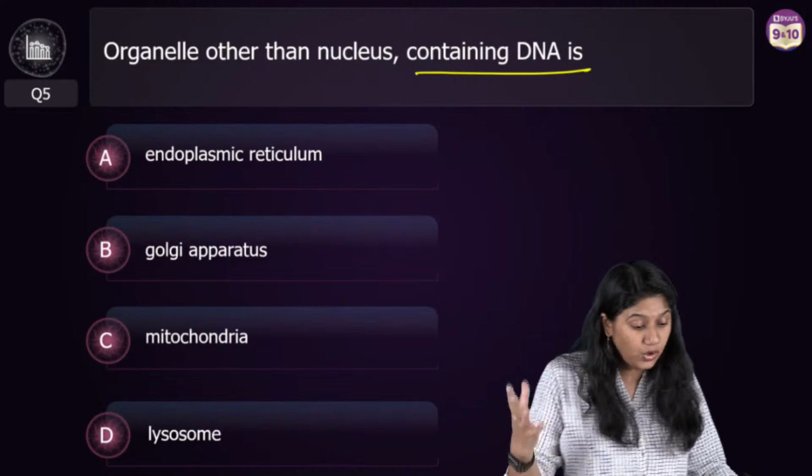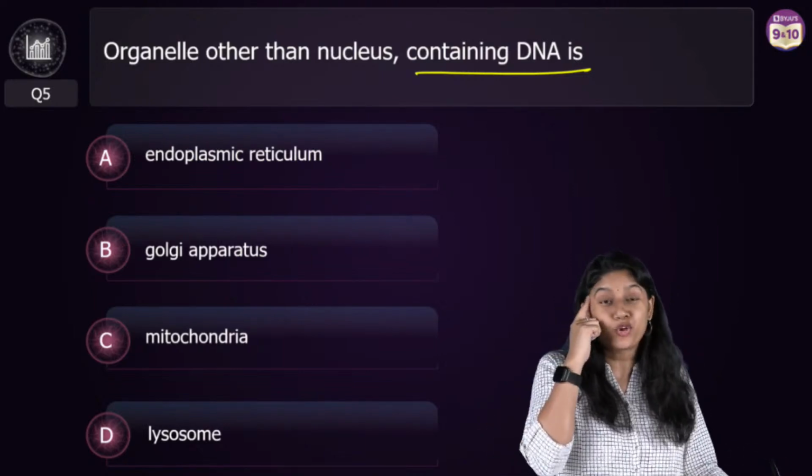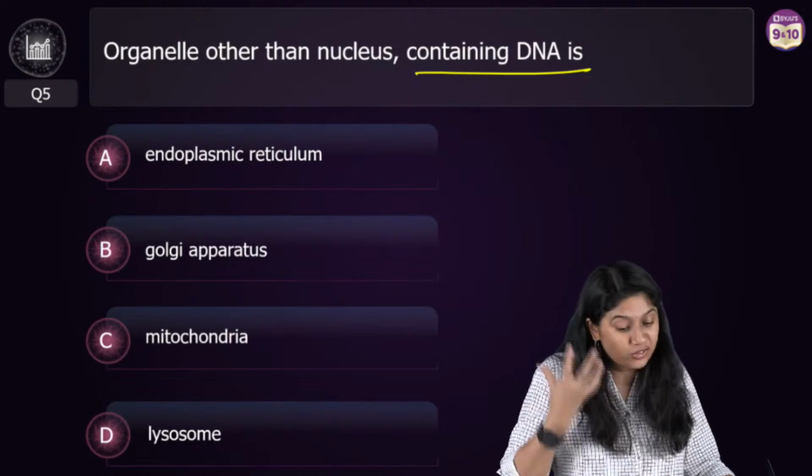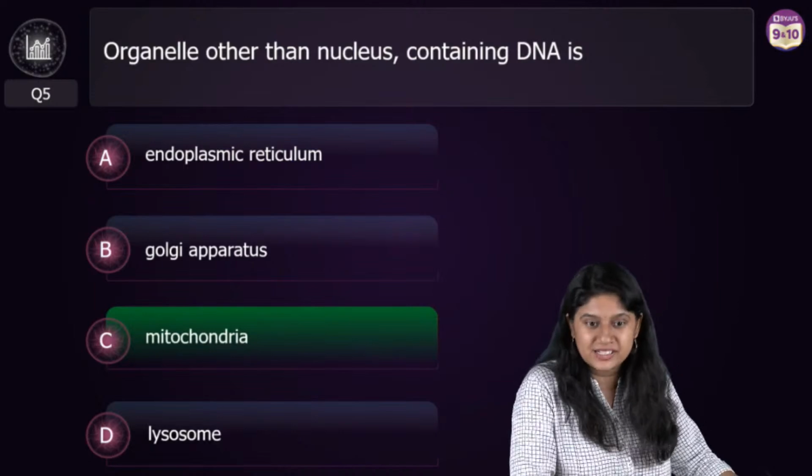So, very easy question, everyone. On our screen, we know that the other organelle apart from the nucleus which has its own genetic material, the DNA, is mitochondria. So option number C is the correct answer.